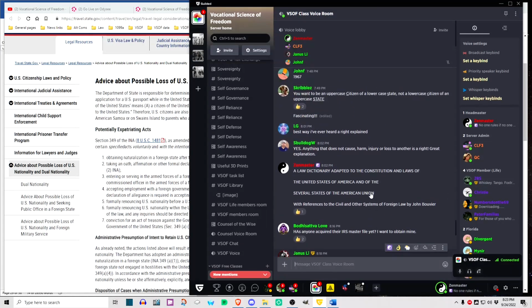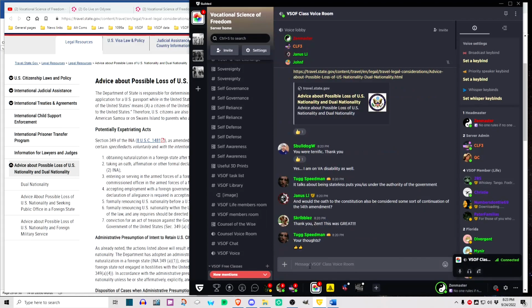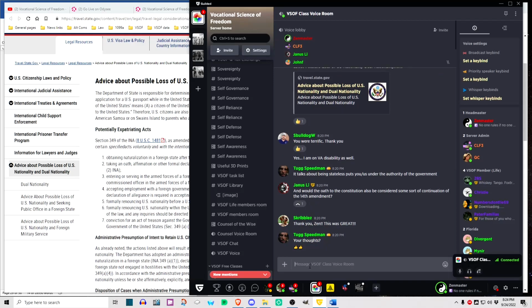Okay, so that's that. One more thing. It talks about being stateless putting us under the authority of government. No, it doesn't, because you're not stateless. You have to remember that each individual state is a nation. The individual states are nations. Always have been. That's why they have governors. The United States of America is a trust. That's why it has a president. So you're not stateless. They might not like what you're doing, but no way can they consider you to be stateless. I mean, the certificate of live birth itself would rebut any presumption that you're stateless. So don't worry about that.